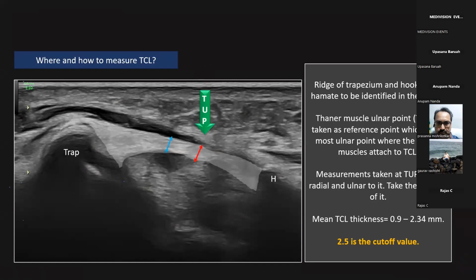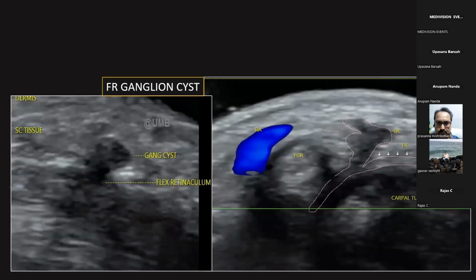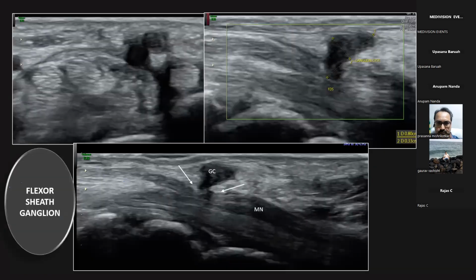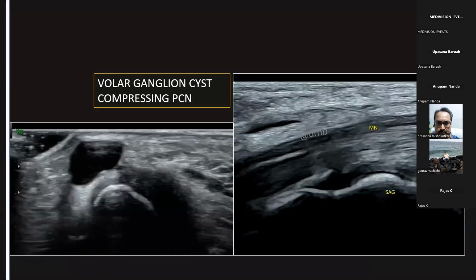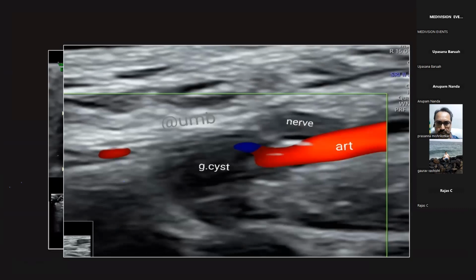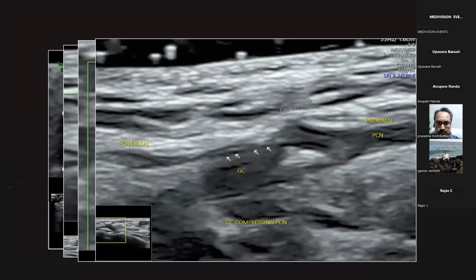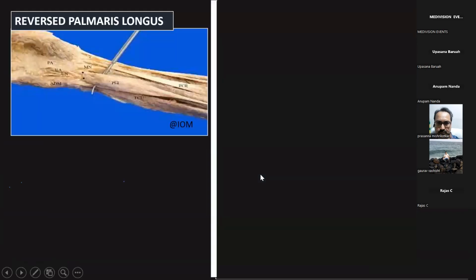And on each side, 3 millimeters away, we take another 2 measurements, and then we take the average of it, and 2.5 is the cutoff value. A flexor retinaculum ganglion cyst is compressing the median nerve, as you can see here. This is a volar ganglion cyst, but this time it's compressing the palmar cutaneous nerve. We can see how thickened the nerve is proximally, and there is a compression by the ganglion cyst.